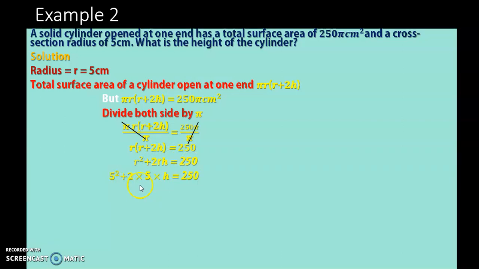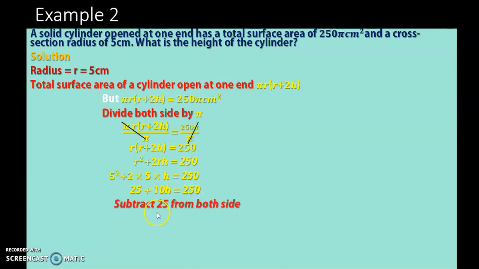Now we are going to substitute in the value of r. We know that our r is 5, which is the radius. We are going to substitute it back into this equation. And by doing that, we are going to have 5 squared plus 2 times 5 times h is equals to 250. So this h, we don't know it, because that is what we are asked to find from our question. They say, what is the height of the cylinder? Which is our height. Now, by doing that, 5 squared is 25. 2 times 5 is 10. So we are going to have times h will now give us 10h is equals to 250.